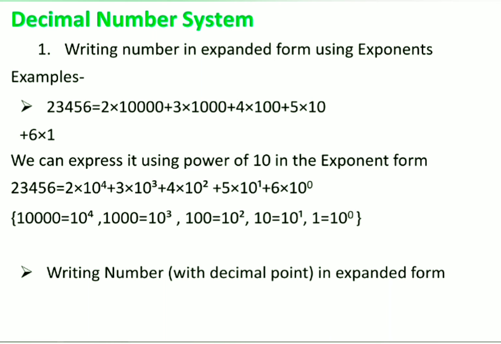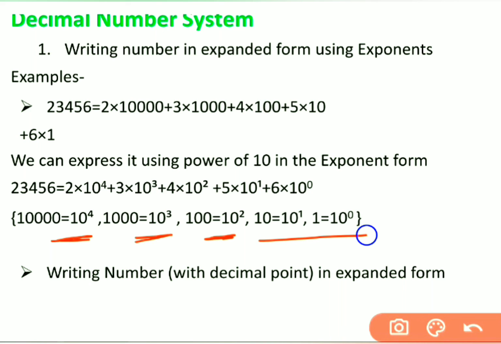We will see that we can write the place value in terms of power of 10. 10,000 can be written as 10 raised to the power 4, 1000 is written as 10 raised to the power 3, 100 is written as 10 raised to the power 2 and so on. And so we can express the number in expanded form using the power of 10. Next, we will start writing number having the decimal point in expanded form using exponent.